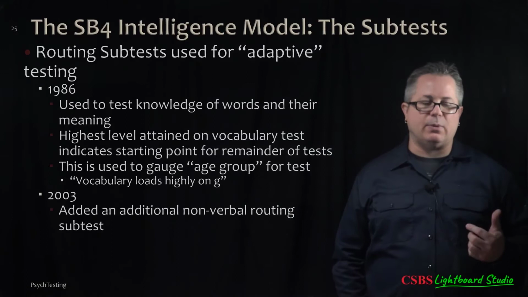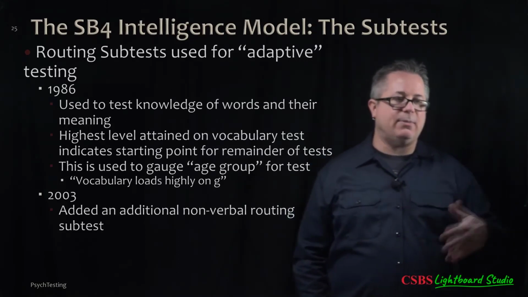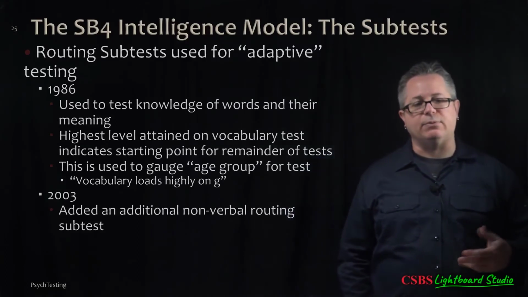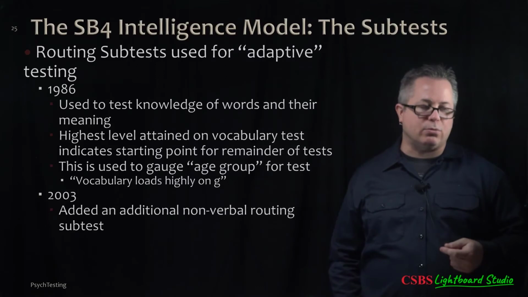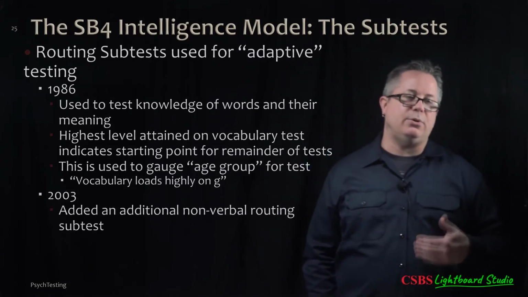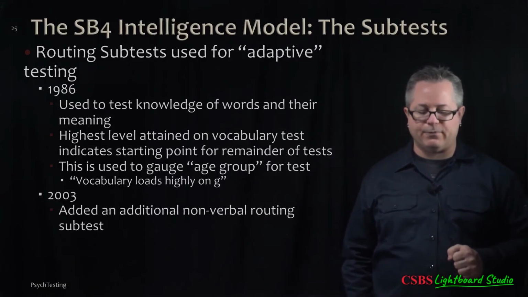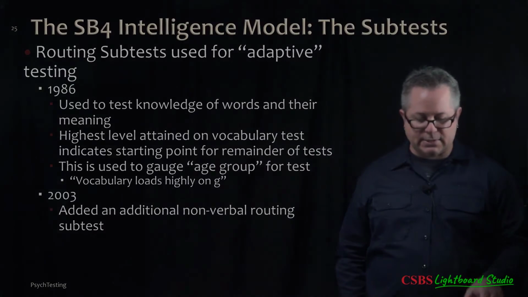Now, in 2003, the big difference, and I think this was the influence of the competing scale we'll talk about later, the Wechsler, was that the Stanford-Binet was all verbal, all reading. You had to be able to read and comprehend the language. So in 2003, it was the first time they added a non-verbal routing subtest, where there were tests that didn't require you to read or require verbal understanding, so you could be routed towards intelligence based on non-verbal tests.